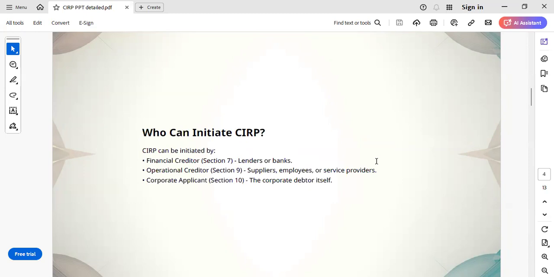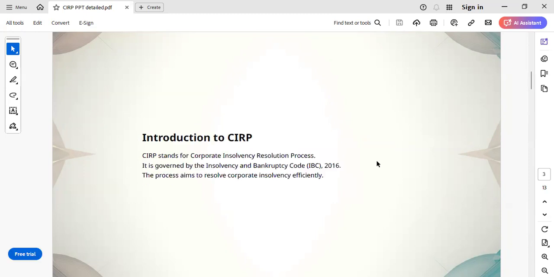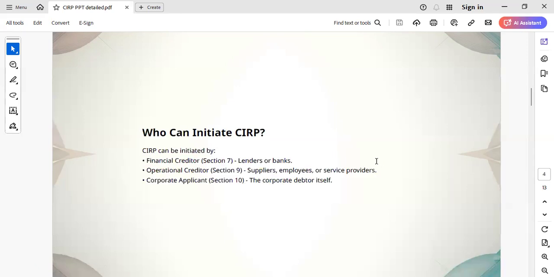So who can initiate CIRP? First we'll come to the introduction. CIRP stands for Corporate Insolvency Resolution Process. It is governed by the Insolvency and Bankruptcy Code, that is IBC 2016. The process aims to resolve corporate insolvency efficiently.